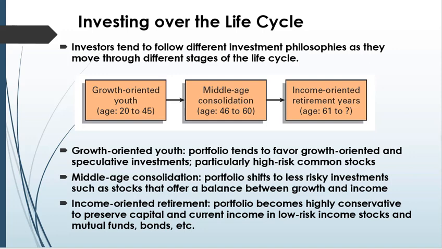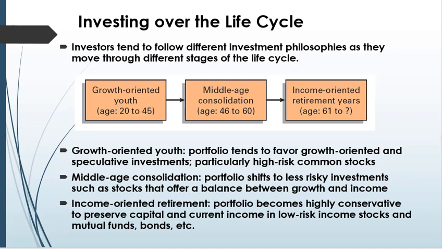During the middle age, they refer to this as consolidation. We're going to start moving to maybe some slightly less risky investments. We want to have a balance between growth and income. And then once we get to retirement age, we're going to want to have a more income-oriented portfolio. Could be very conservative. It could have some low-risk income stocks, mutual funds, bonds, etc.